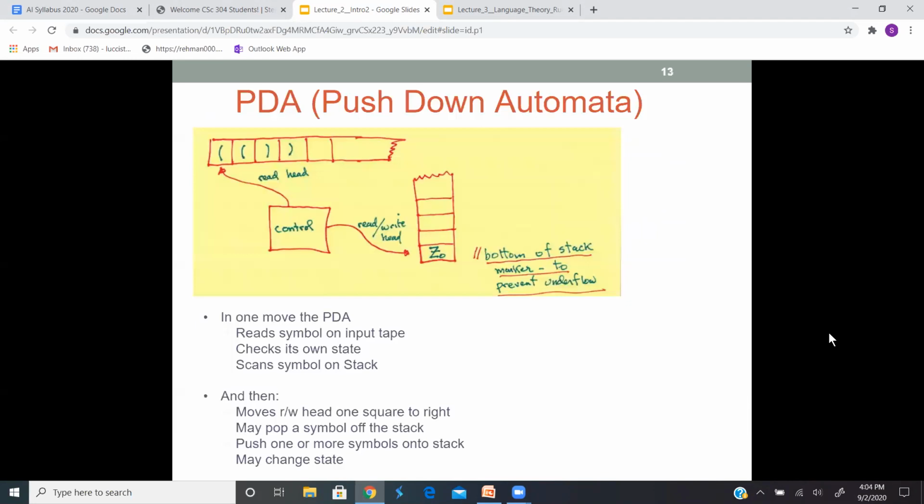So here's a model of a push-down automaton. I had the students make the PowerPoints from my written notes, and it was too tough to make the diagram, so I still have this. So this is how a push-down automaton looks.